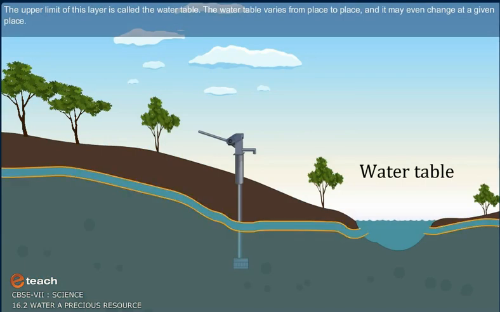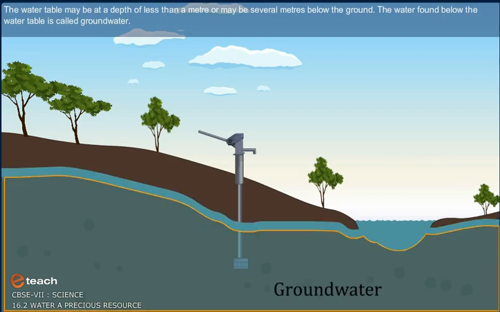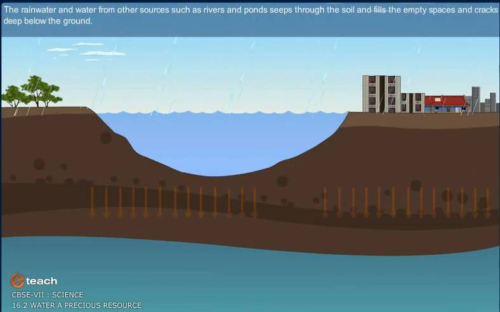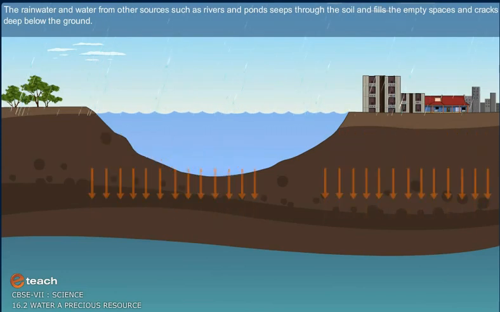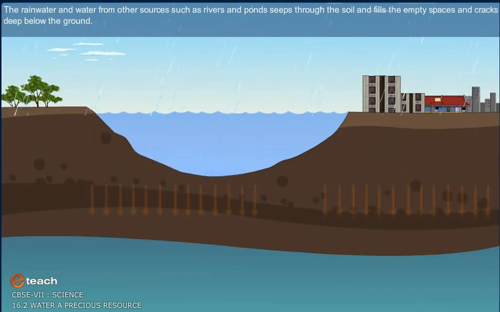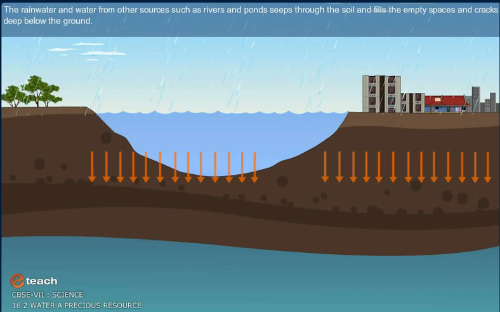The water table varies from place to place, and it may even change at a given place. The water table may be at a depth of less than a meter or maybe several meters below the ground. The water found below the water table is called groundwater. The rainwater and water from other sources, such as rivers and ponds, seeps through the soil and fills these empty spaces and cracks deep below the ground.